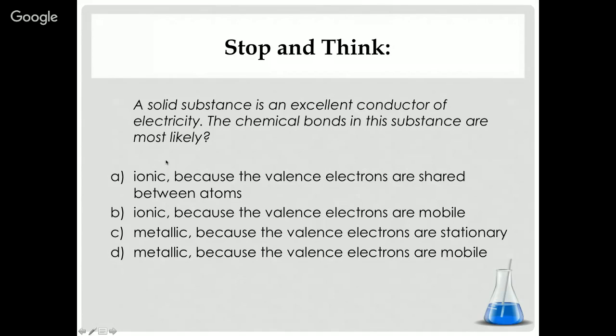Okay, so right off the bat, we can get rid of choice A and choice B. And the reason why, it says this substance is an excellent conductor in the solid form. And ionic compounds do not conduct in the solid form. So choice A and choice B are out. So we're left with choice C and D because we know metallic will conduct in all phases. Okay, why are they conducting? Well, if you recall on the previous slide, those valence electrons are delocalized. They are mobile, or a sea of mobile electrons. So the correct answer is choice D. It's a metallic substance because the valence electrons are mobile, meaning moving.